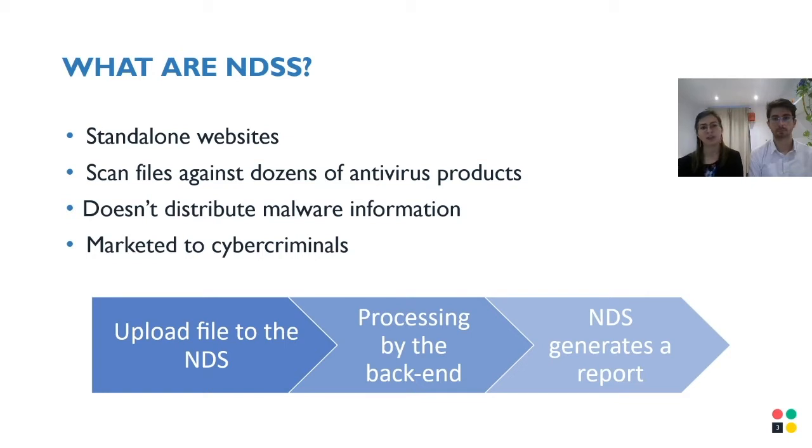What they allow people to do is to take files, upload them to this NDS site, and then have that file scanned against dozens of different antivirus products. After that scan has been conducted, the NDS generates a report that tells you whether and how your file was detected by these different AVs. And the real key here is the no distribute part. So it is not going to share any of the malware information. No hashes are being shared, no samples are being shared, nothing like that. That's really a critical element of this for cyber criminals. It allows them to keep their malware stealthy for as long as possible while it's in development. And these are pretty explicitly criminal tools. They're marketed towards cyber criminals specifically for use in malware development and campaigns.